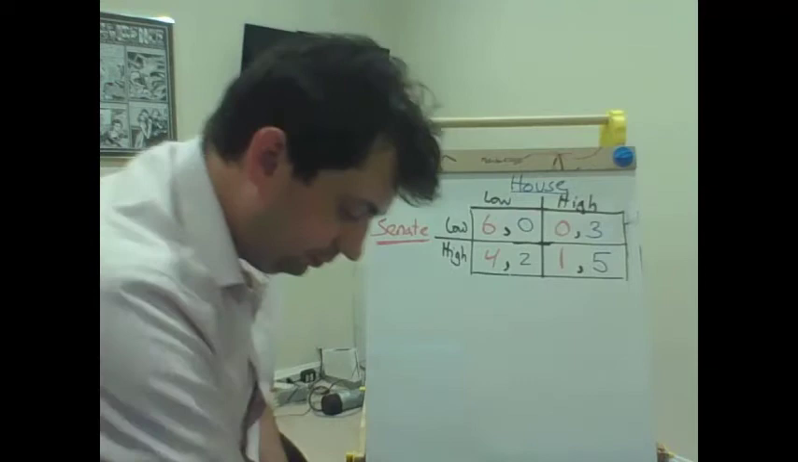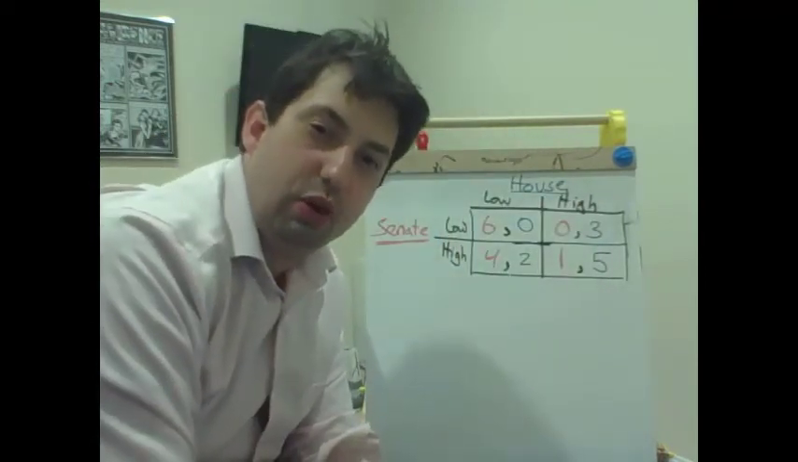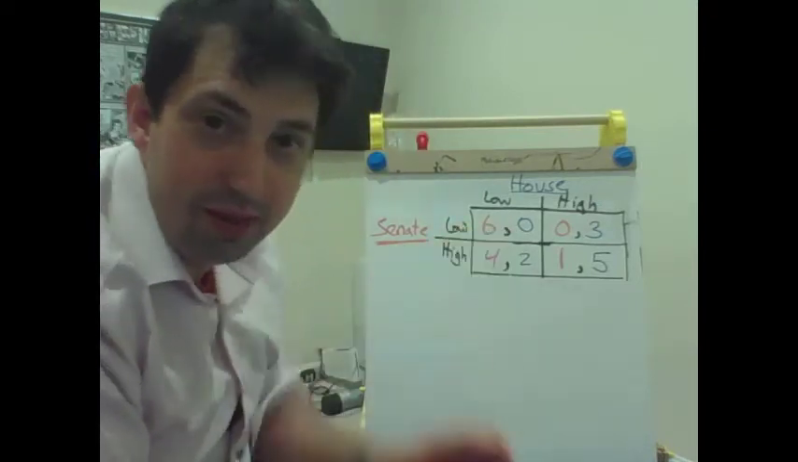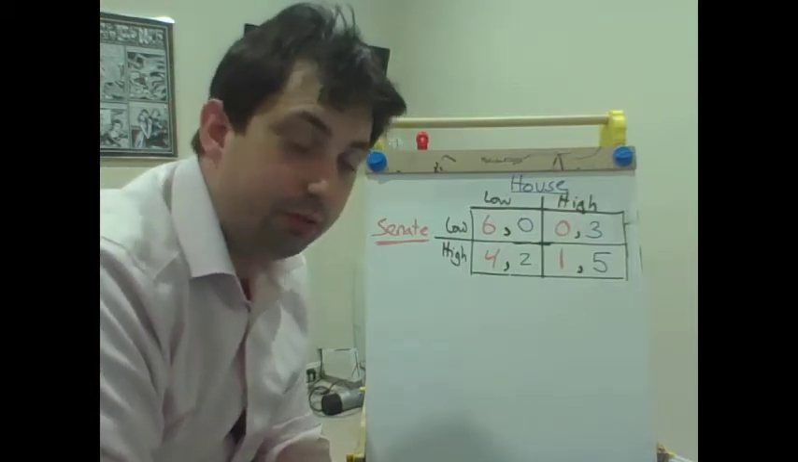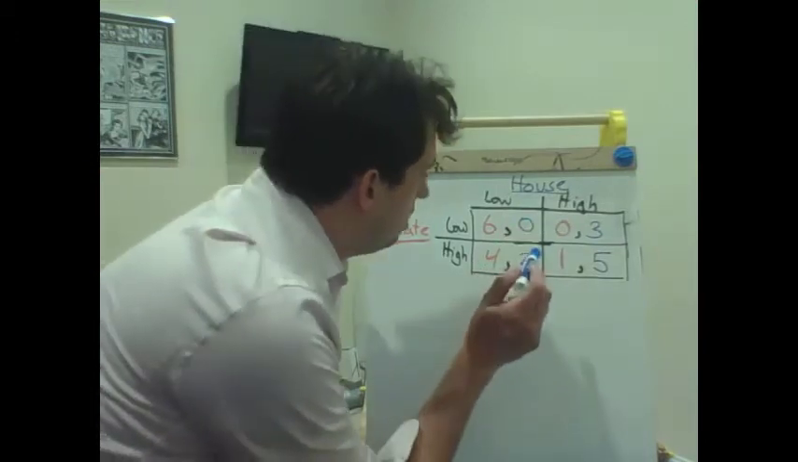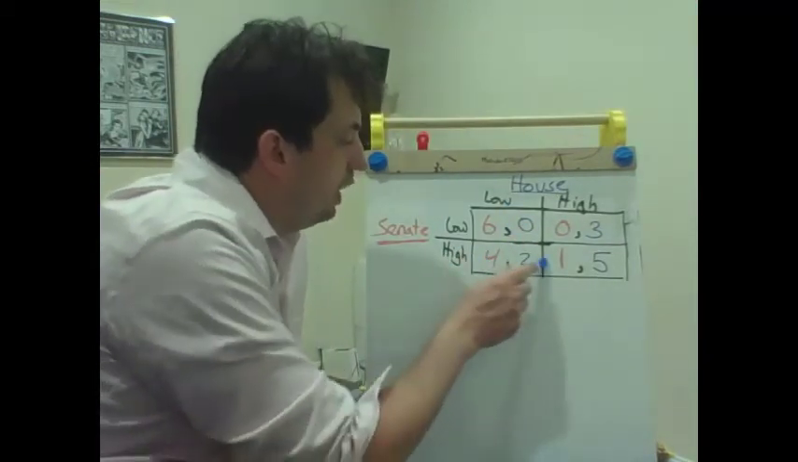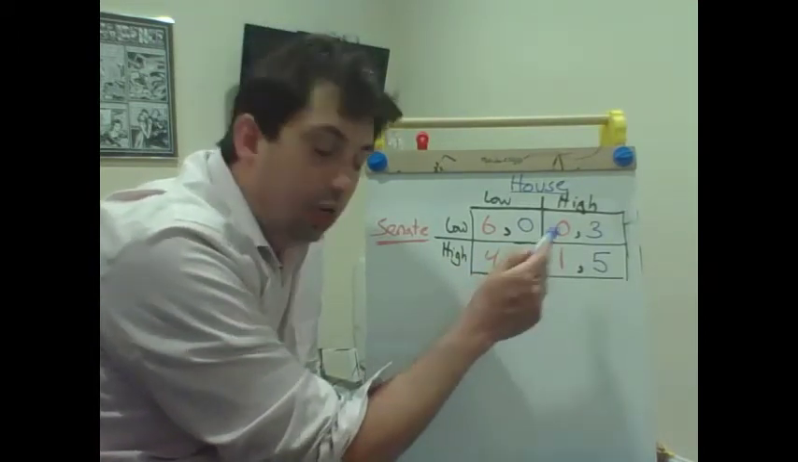So let's play the game. One way to play this game is to do what we call cell-by-cell inspection, where you look at a cell, pick one at random, and then figure out would anyone want to change their strategy, holding the strategy of the other player constant. So let's pick this one, 4-2. Would anyone want to change their strategy holding the strategy of the other player constant?